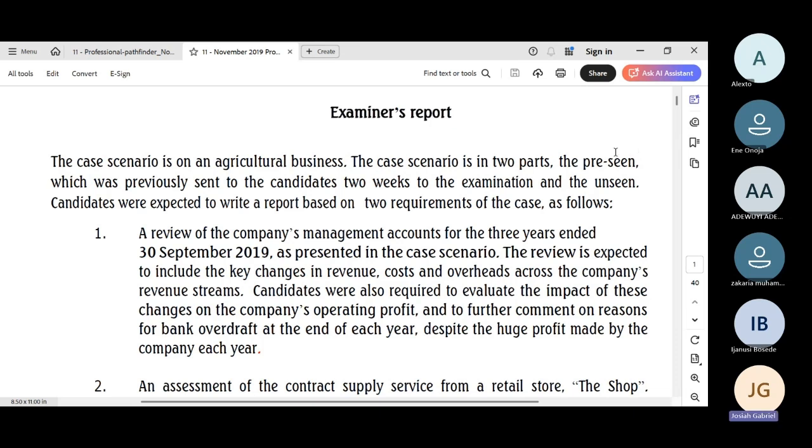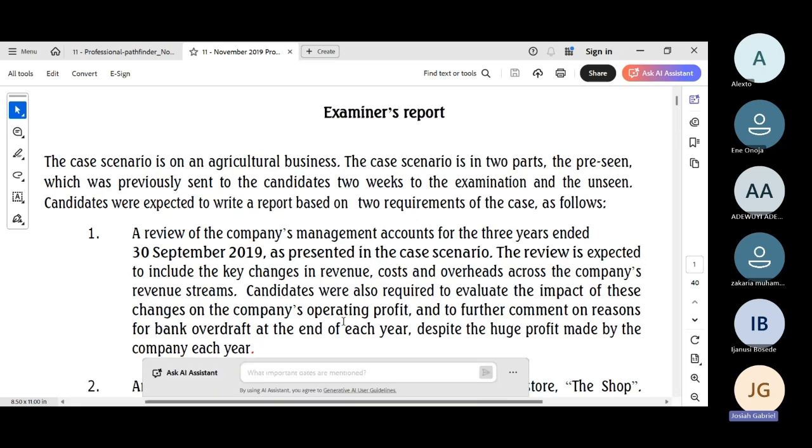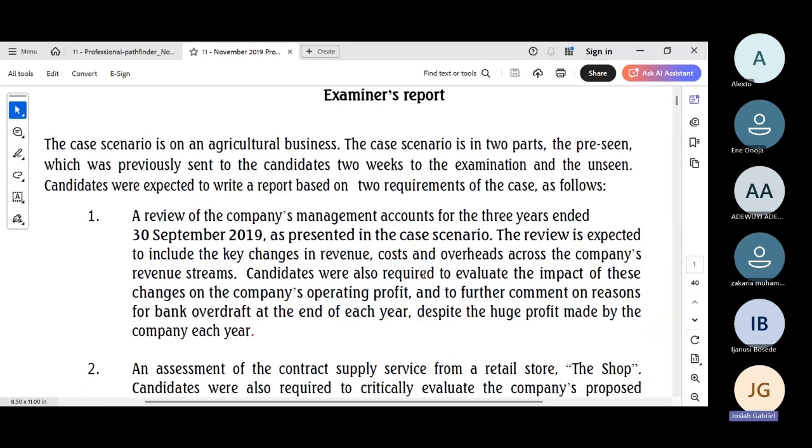good tool to know where not to navigate and how to stay on course in writing and practicing for the case study paper. Okay, so I'll read the examiner's report, and he said the case scenario is on an agricultural business. The case is in two parts: the pre-seen, which was previously sent to the candidates 2 weeks to the exam, which is the usual practice till date, and also the unseen, which you'll be presented with on the day of the exams.